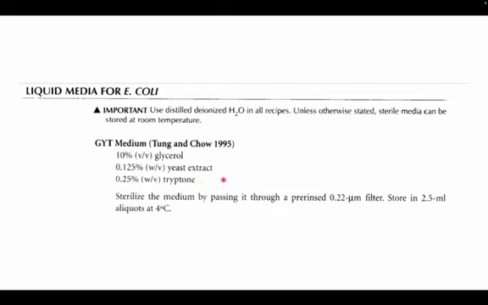And here they're saying all you have to do is weigh this, dissolve it in water, and obviously we only want bacteria of our interest to grow in our media, so we need to sterilize it. So sterilize the medium by passing it through a pre-rinsed 0.22 micron filter. 0.22 micron is basically the pore size of the filter, and that is smaller than all bacteria. So no prokaryotic cells will be able to pass through a 0.22 micron filter. Yeah? So this will make sure that the medium is sterilized.